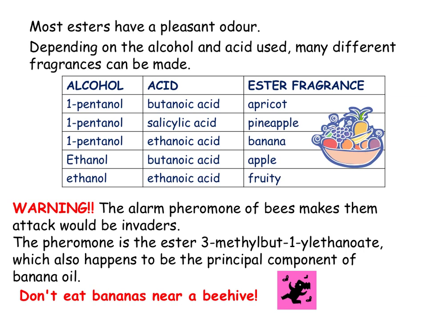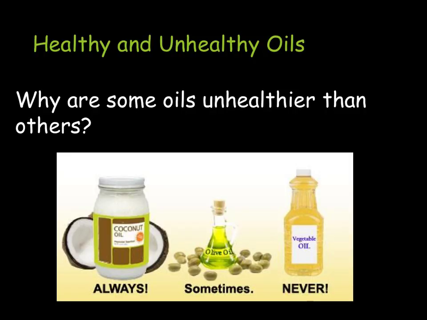We have now looked over the formation and uses of simple esters. However, both fats and oils are also esters and are made from long-chain carboxylic acids. The main difference between a fat and an oil is its melting point, where a fat will be solid at room temperature, whilst an oil will be liquid. Oils and fats are often described as being healthy and unhealthy.